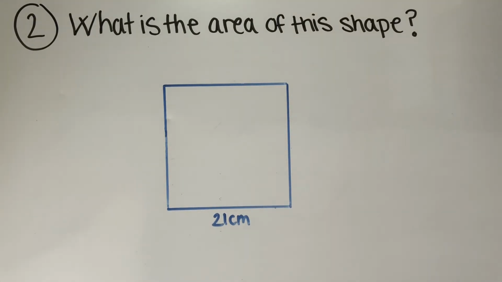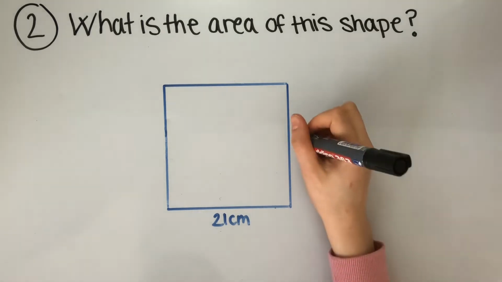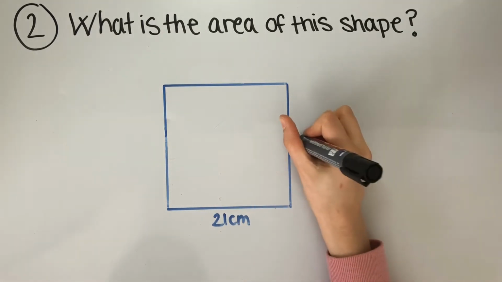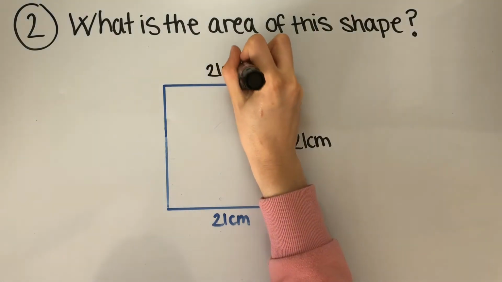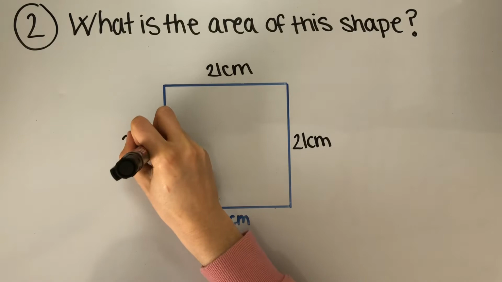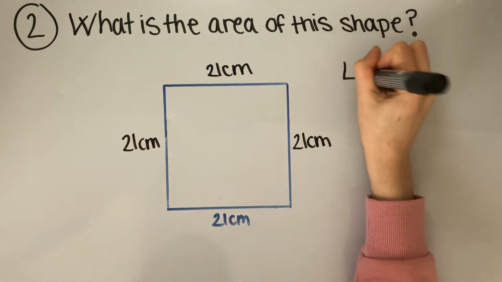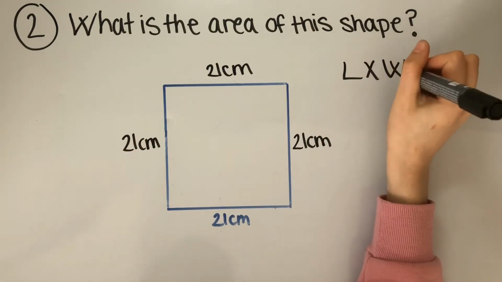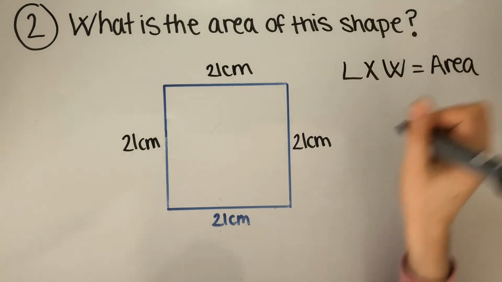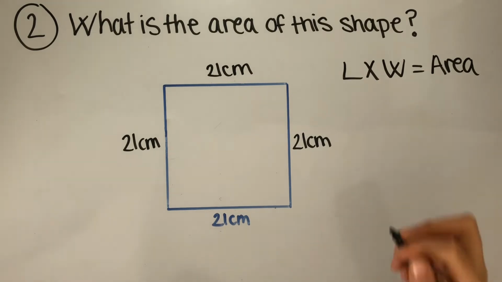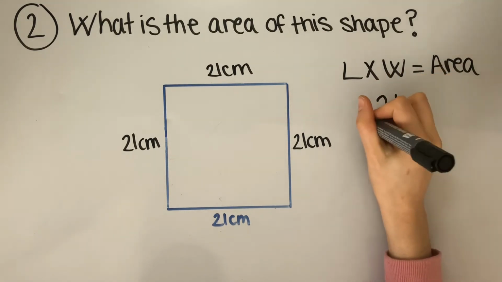Question 2. What is the area of this shape? Now, because this shape is a square, that means that all the sides equal the same length. So if this side is 21 centimetres, so is the rest of them. To work out area, this is our formula: length times width equals area. The length and width of this shape are both 21. So we're going to times them together.